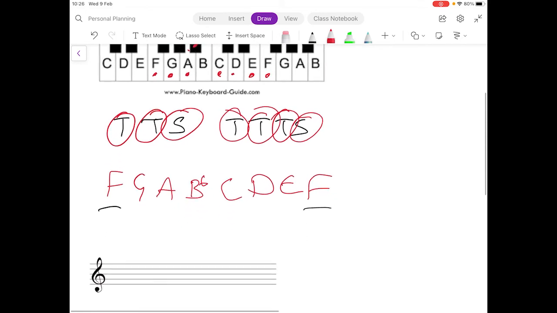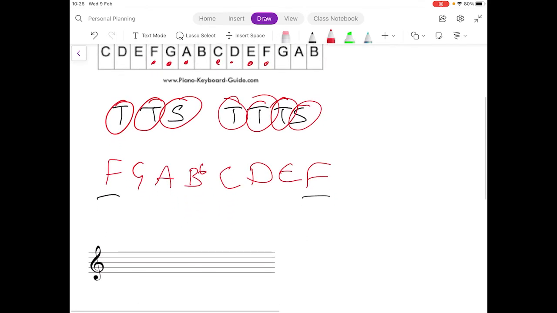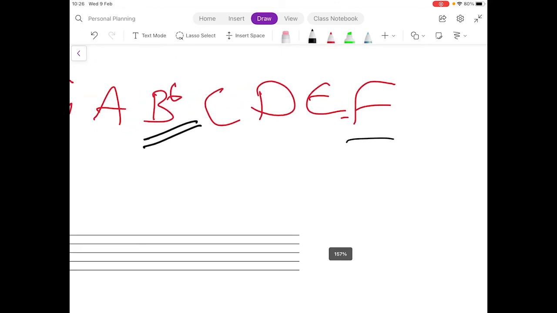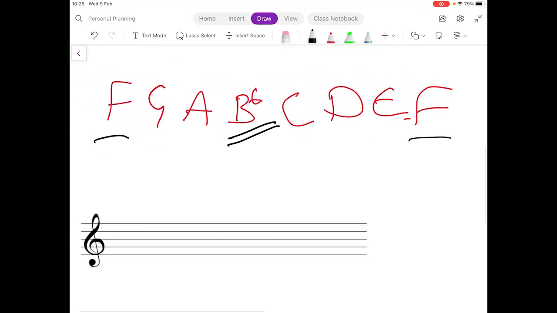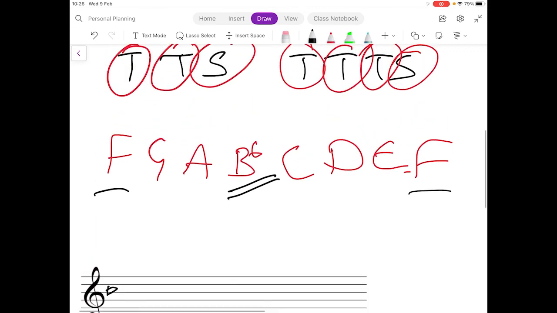Now, let's look at this scale. We've got F, G, A, B flat, C, D, E, F. So this time the F major scale does have an accidental in it. It's got this B flat. And of course, if you know your key signatures, you know that the key signature for F major has a B flat in it. That's not a very good job. There we go, a B flat. That's because the F major scale has a B flat in it. Okay? So that's our major scales.